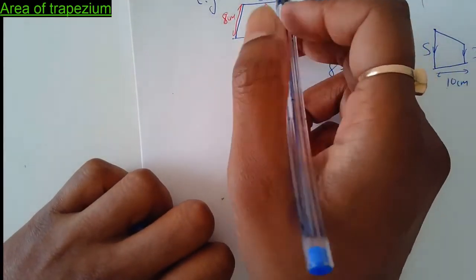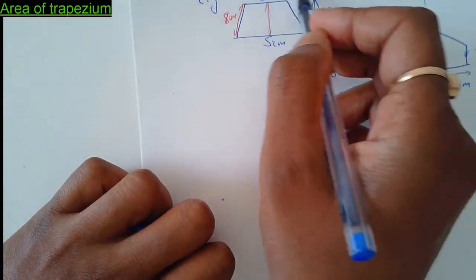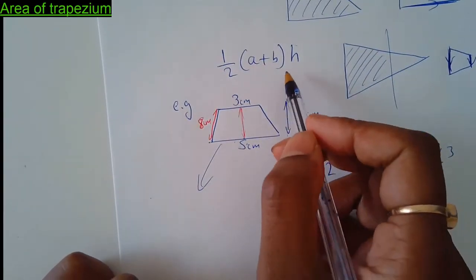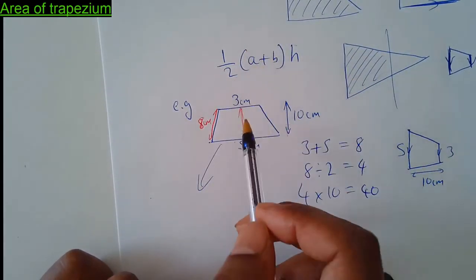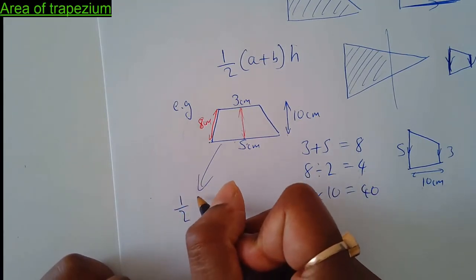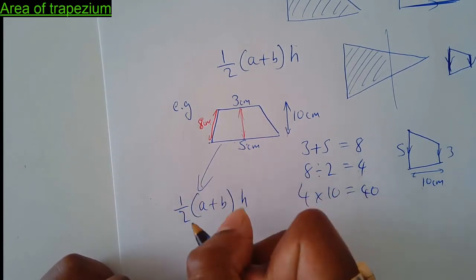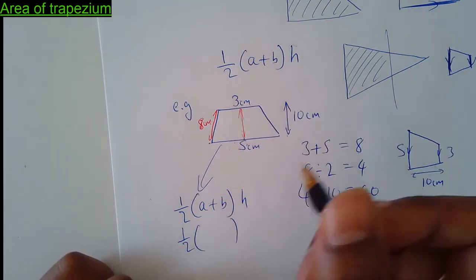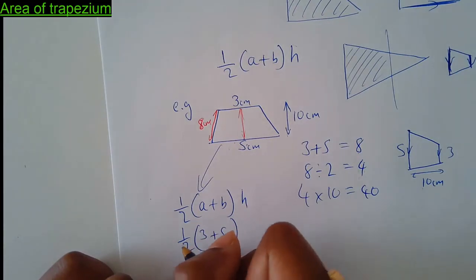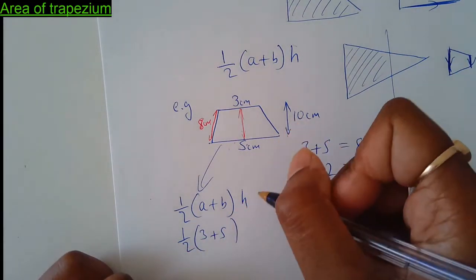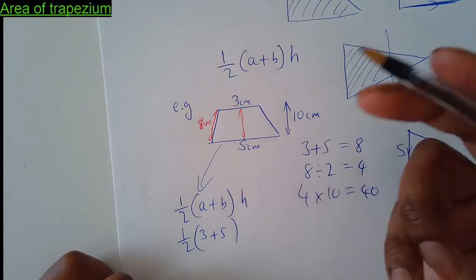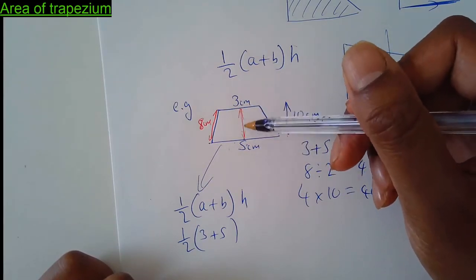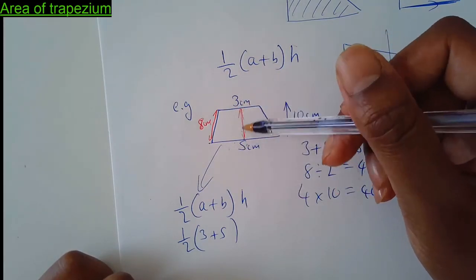Now using the formula, I'm going to use the formula to work out this one. So you've got half. I'll write the formula down first. Half is half. A and B are the two parallel sides. 3 plus 5 or 5 plus 3 is up to you, however you want to do it. And H, well, H stands for height, doesn't it? I'll call it the gap. So the H is actually the gap between the two parallel sides, which is 10.